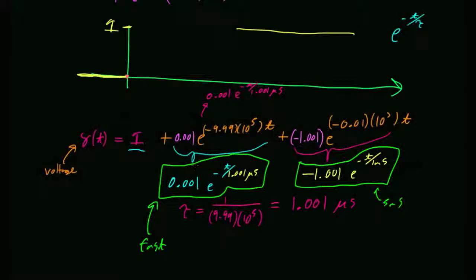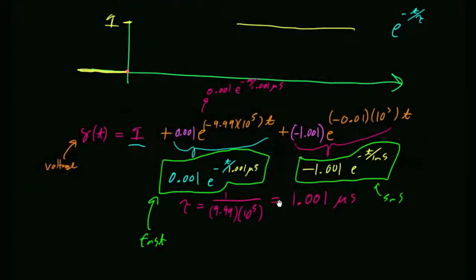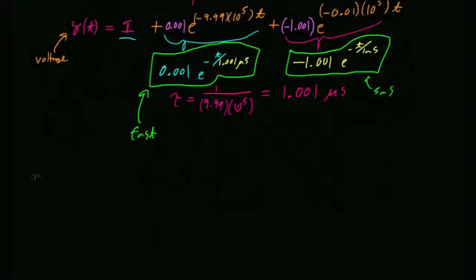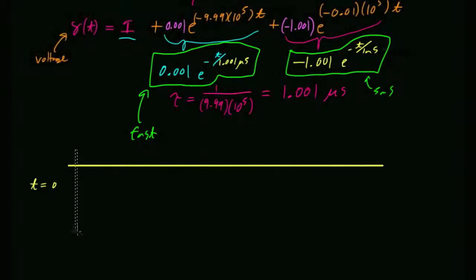Maybe we should draw it like this. Maybe this is a cool way to approach this. I've got 3 terms. So let's start with time t equals 0. I've got term 1, which is my constant 1. I've got term 2, which is 0.001 e to the minus t over 1, just call it 1 microsecond. I don't feel like writing all that out. And minus 1.001 e to the minus t over 1 millisecond.